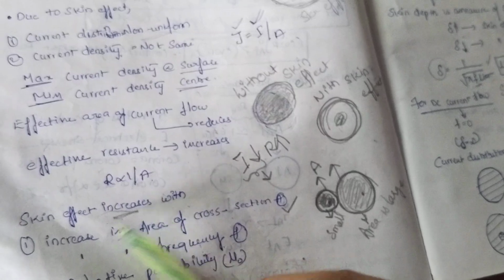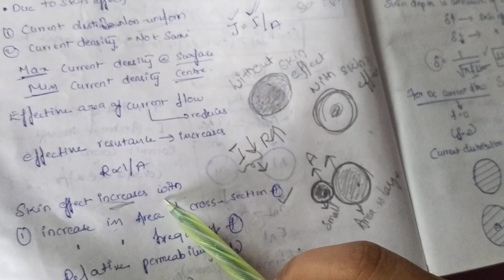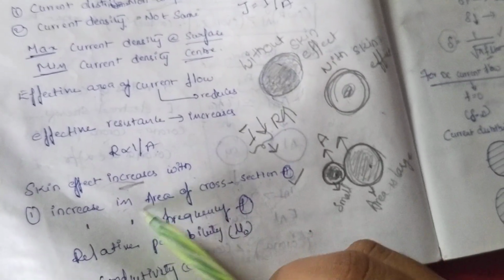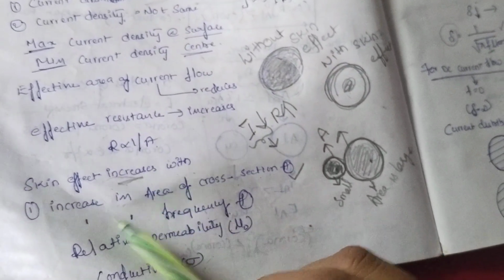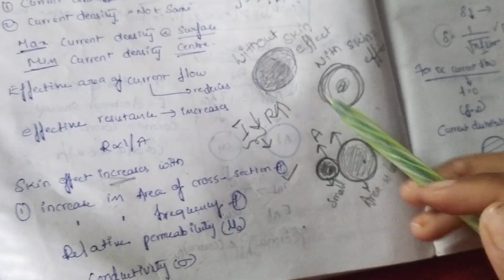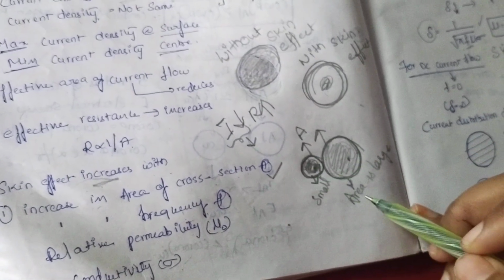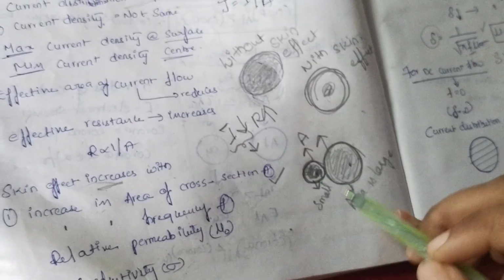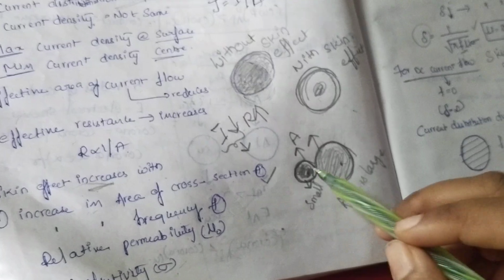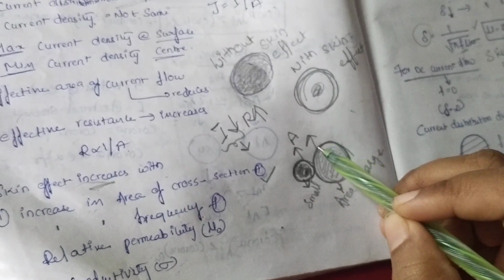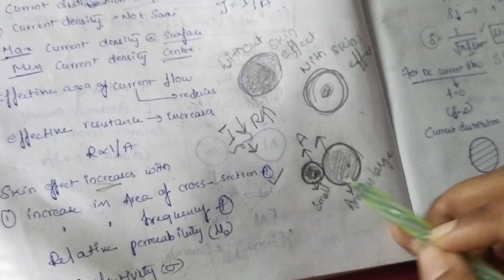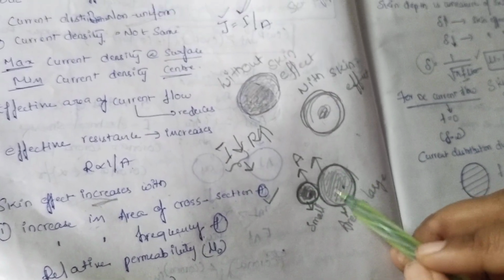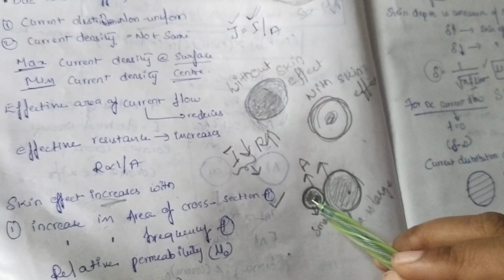What happens to the skin effect? Skin effect increases with increase in area of cross section. These are the factors on which skin effect depends. The first factor is area of cross section. If we see these two, this is the conductor with large area of cross section and this is the conductor with small area of cross section. Here, this is the area where the current flows, and this is the area where current is not flowing.